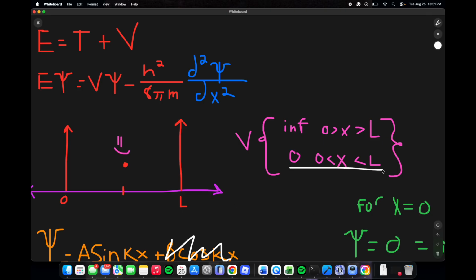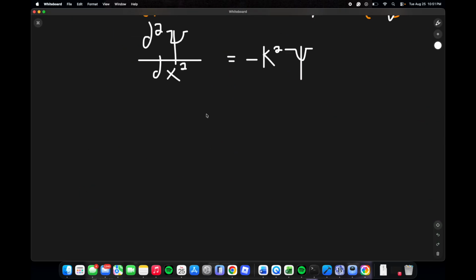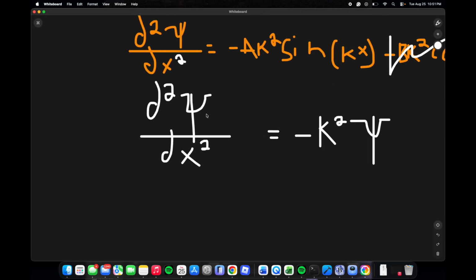That's what this stanza is saying here with respect to potential energy. Inside the box, 0 potential energy, all kinetic energy. When we get out of the box, it's all potential energy and it's an infinite amount. Okay, sorry, I just had to get that out of the way.